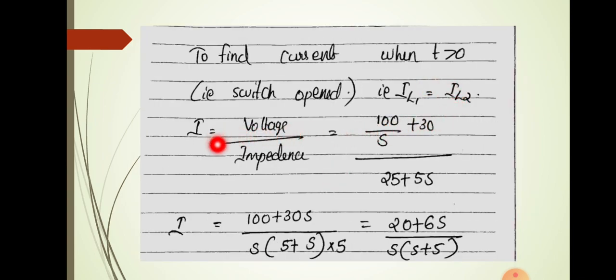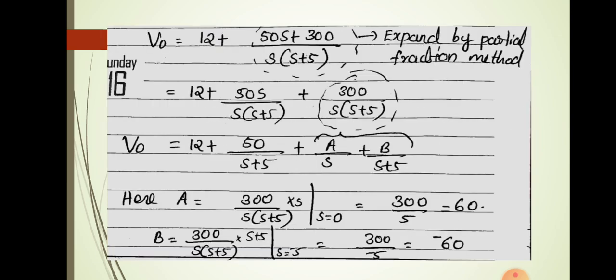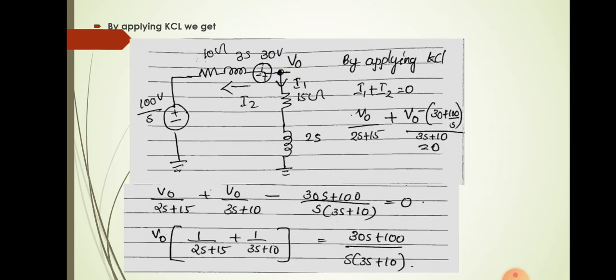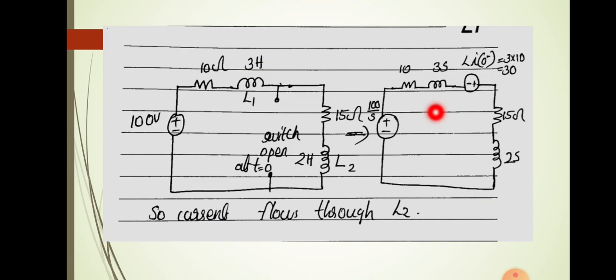So what is the value of the current? I will be equal to, we know, total voltage by impedance. What is the total voltage from this circuit? Total voltage is 100 by S plus 30, divided by the impedance. You can see the circuit again. See, this is the circuit. What is the total voltage? Total voltage is 100 by S plus 30. That is the total voltage. Okay. What is the total impedance?